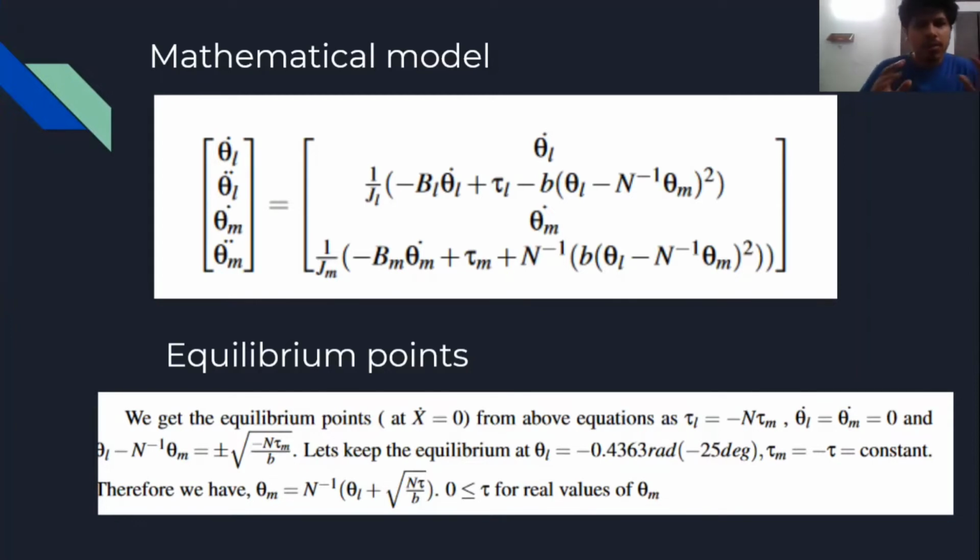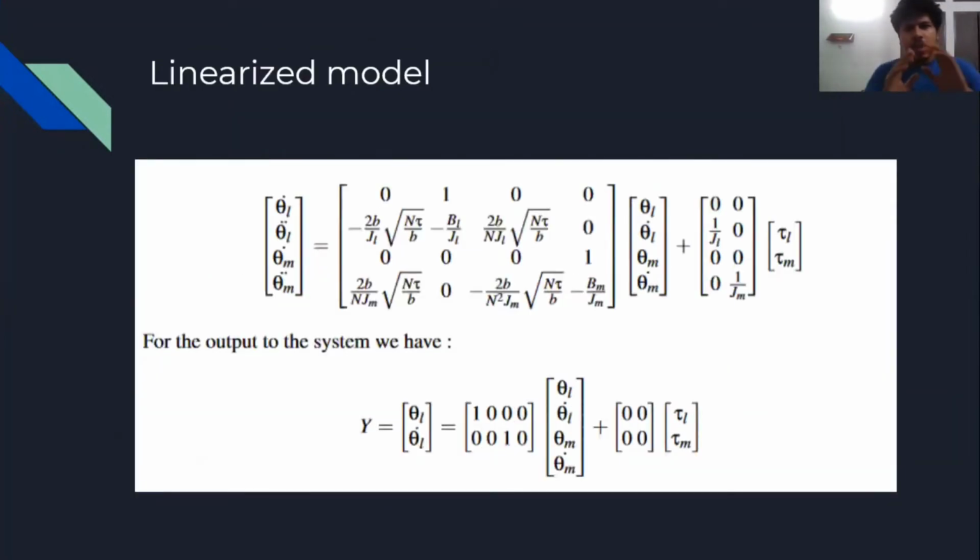Now, since this is a non-linear system, we have to linearize it. So I have found the equilibrium points as given below. Now, there is a relationship between theta L and theta M. I have assumed theta L to be -25 degrees, and corresponding to that, I have got the equilibrium theta M. Now, the linearized model looks like this, and this is the state space linearized model.